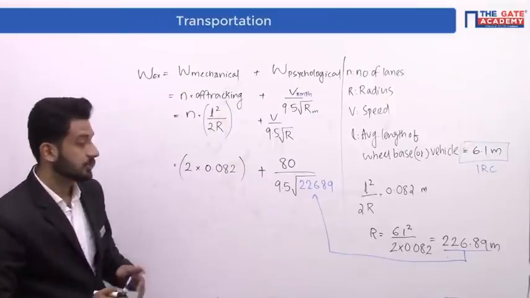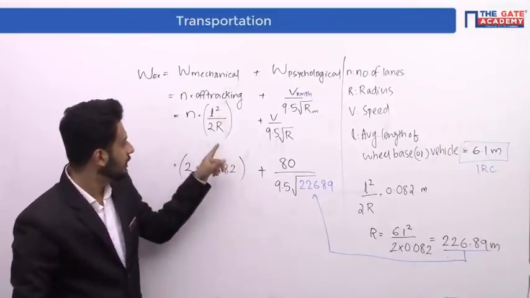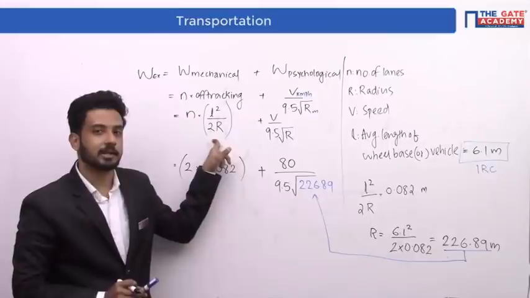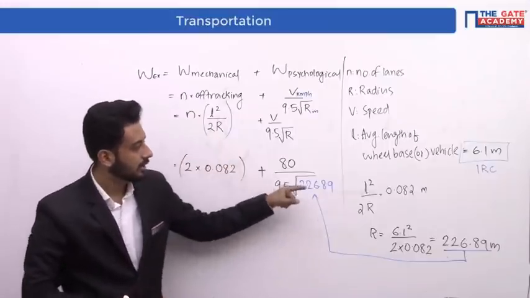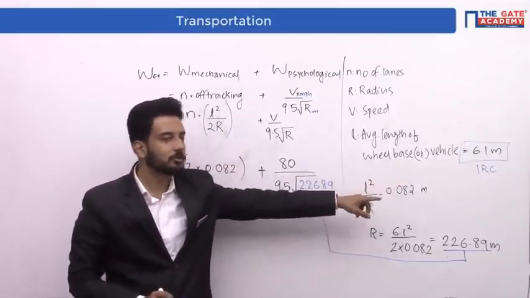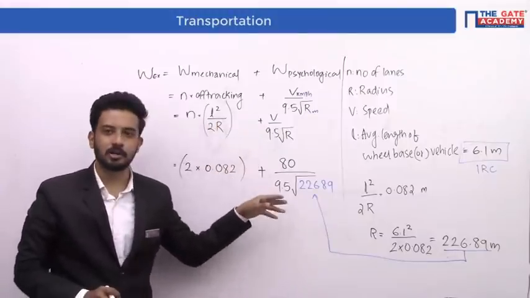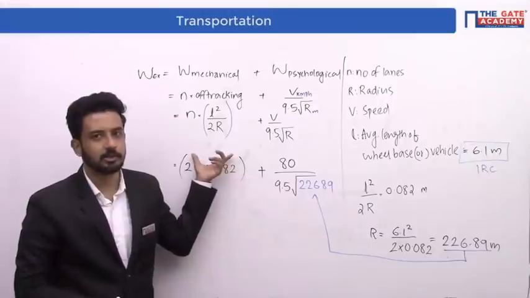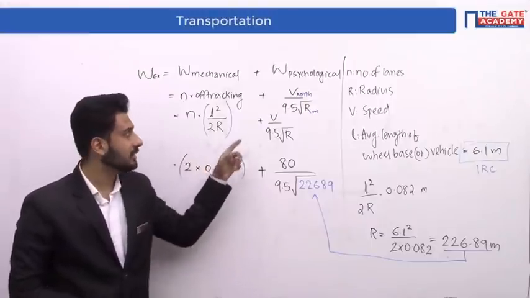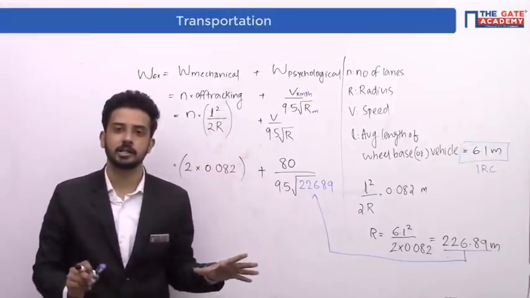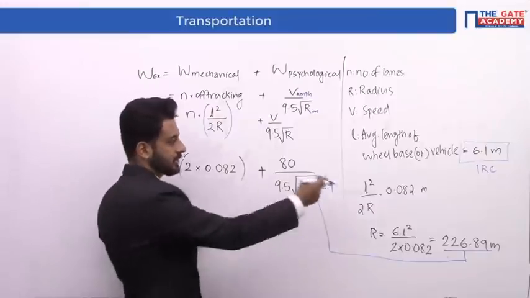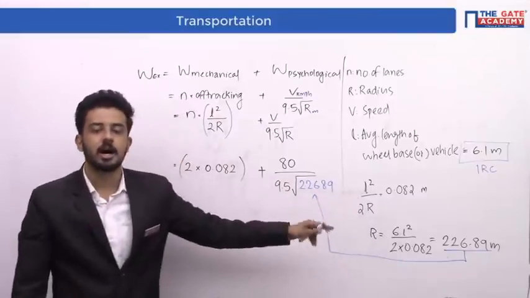Correct? So one more thing, listen carefully. Again, you don't have to find out. When you are finding out, if you are remembering that 6.1 value, don't try to calculate like 6.1 into 6.1. Don't need to calculate. Why? Always check that off tracking is already given in the question. Correct? That's how we have found out the value of R.